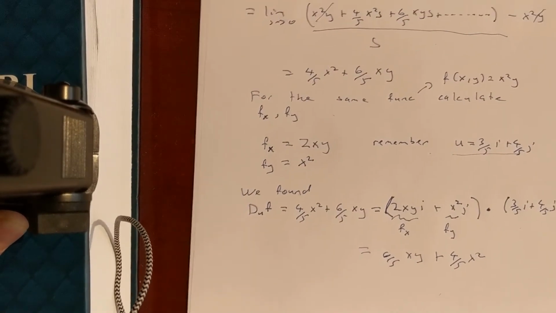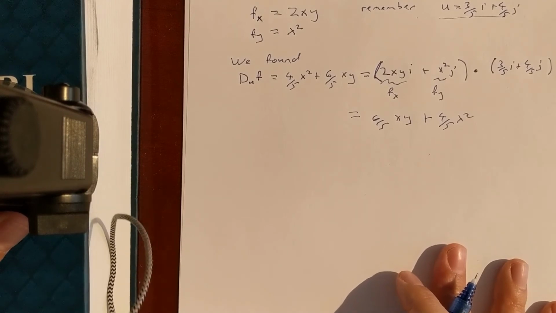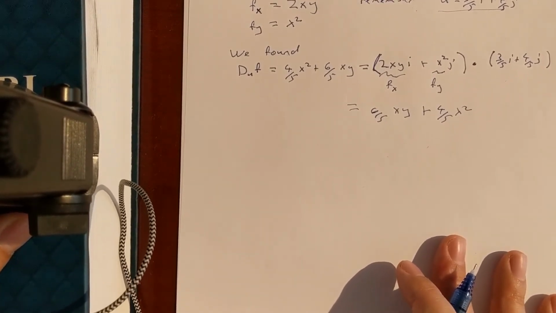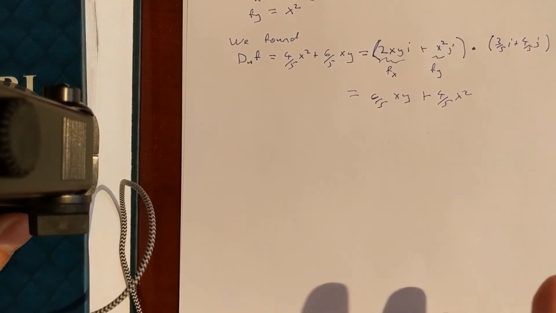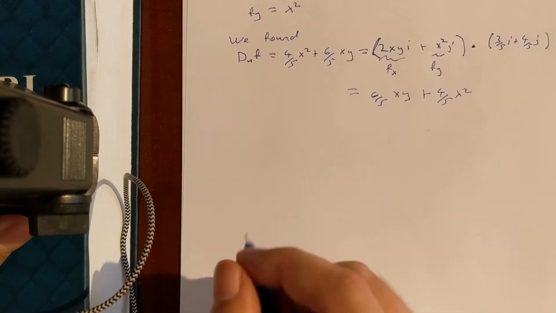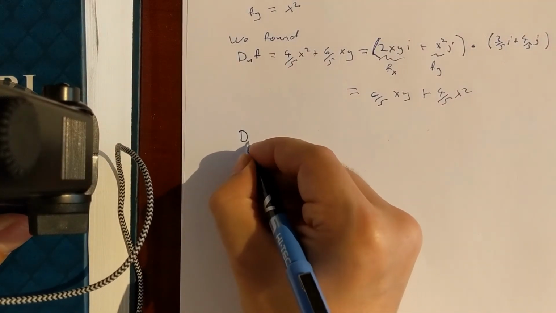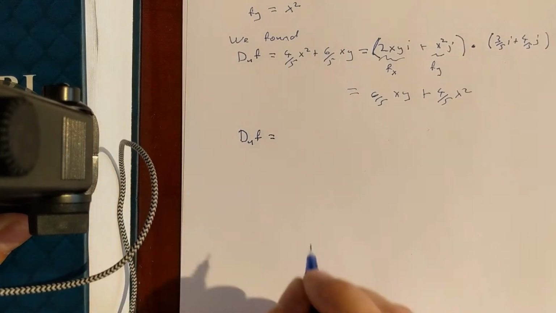So this is really weird. This shouldn't be happening by chance. I just picked this problem out of the blue, just trying to make the numbers easy. But it really works in general. So this is going to be our formula. We're going to say D_u f, and I'm going to prove this in a second.